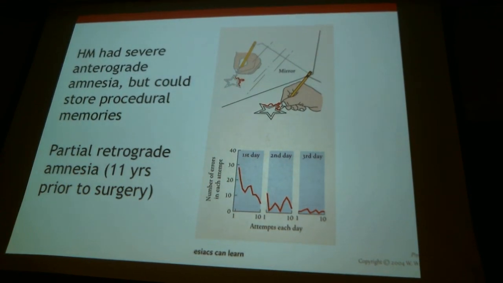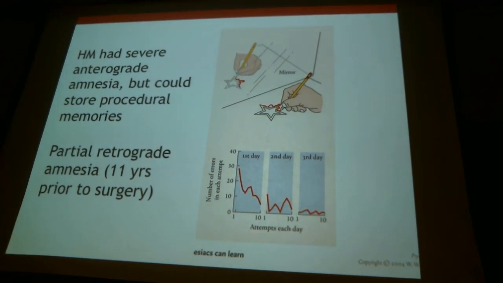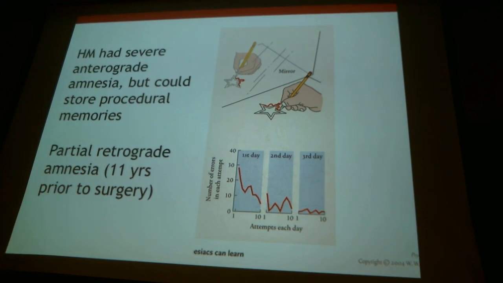If you ever try this, it's kind of hard. You can think that you know what you're doing, but it's difficult to do. But after a few trials, you get better at it. And if you come back the next day, you're better than you were the day before. So you can have a normal ability to learn, and he had a perfectly normal learning curve for this sort of task. And so this is really the beginning of the strong basis for saying that the hippocampus is involved in declarative memory, but not in what we call procedural memory.